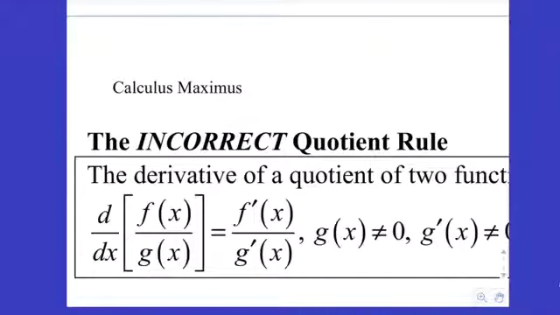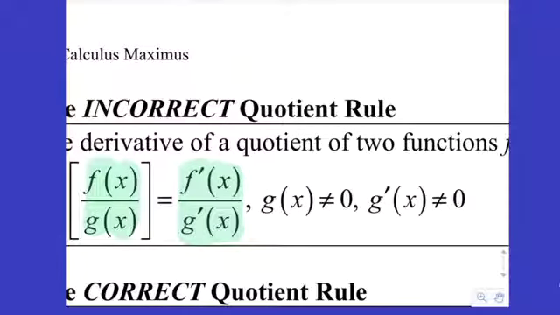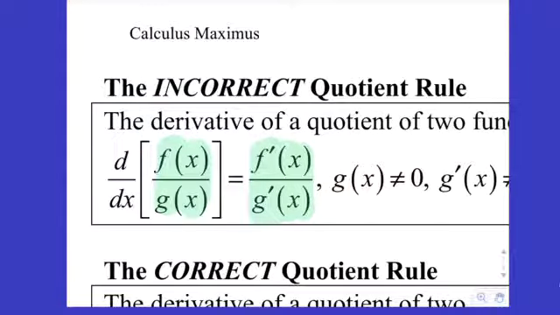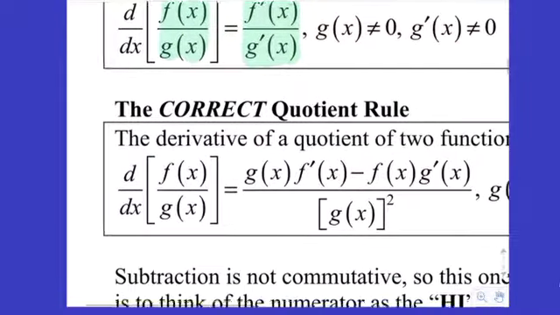And very similar to the product rule, it says the derivative of a quotient is not the quotient of the derivatives. You can't just take the derivative of the top, derivative of the bottom, and divide it out. Even if you realize the denominators can't be 0, that doesn't work. But the good news is there is a correct quotient rule.